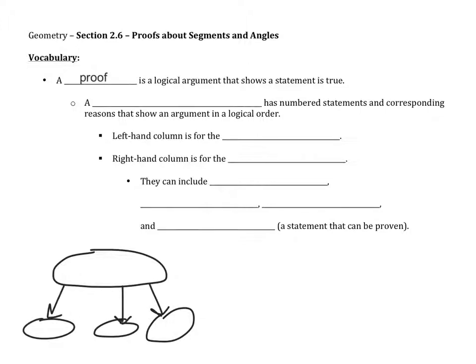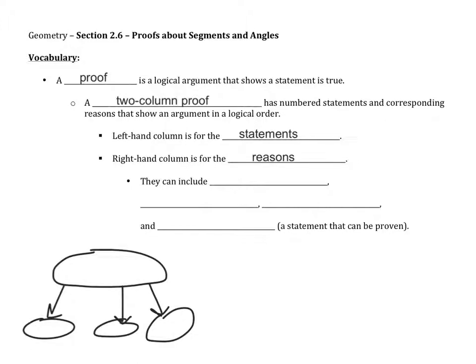Another way to organize your proof is just called a paragraph proof, where you literally just write a paragraph stemming from one statement to the next and giving reasons for each statement as you go through the proof until you finally prove whatever you want to be proven. The way that we will write our proofs is called a 2-column proof. A 2-column proof has numbered statements and corresponding reasons that show an argument in logical order. The left-hand column is for the statements, and the right-hand column is for the reasons.